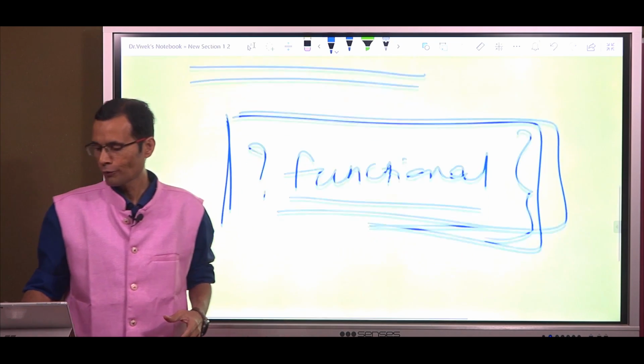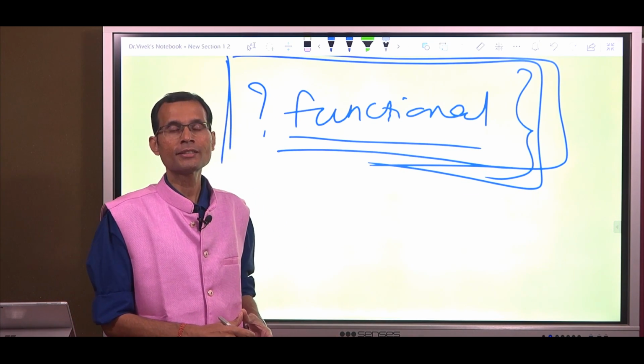So that's all for the motor unit. Next, we will discuss the sensory unit as well.